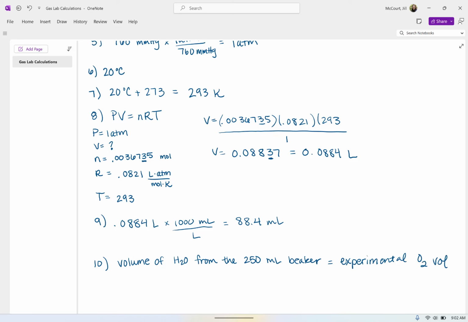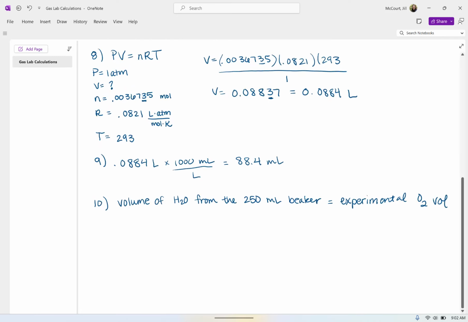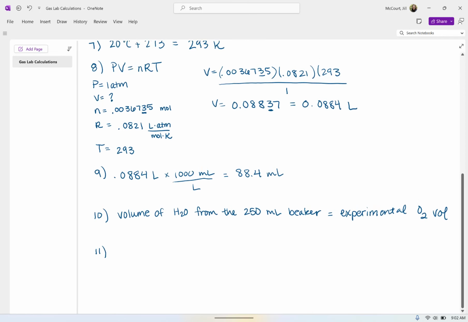All right, so now error analysis. This is where it gets a little bit tricky. When we're talking about error analysis, it's not okay to just say human error, because obviously a human likely made the error, but that tells me nothing about what the error could have been. And it also doesn't tell me that you understand how your actions could cause an error to be present in your data.